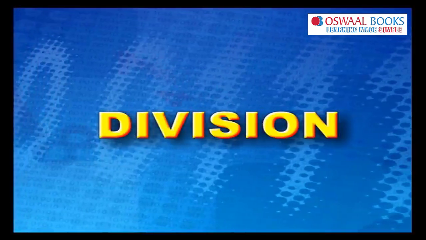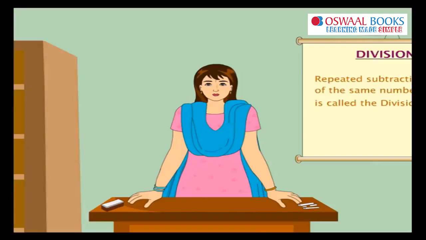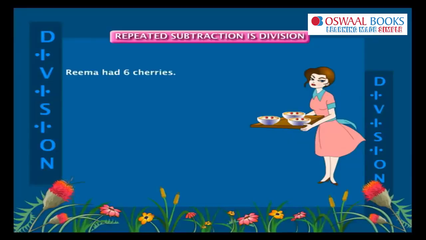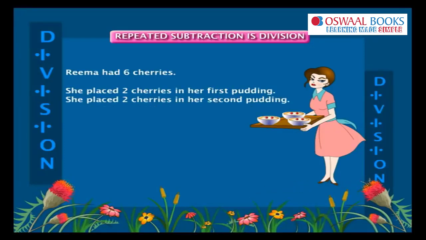Division. Repeated subtraction of the same number is called division. Let us understand division through an example. Reema had 6 cherries. She placed 2 cherries in her first pudding. She placed 2 cherries in her second pudding and placed 2 cherries in her third pudding.